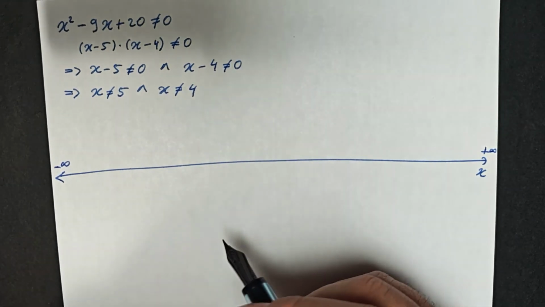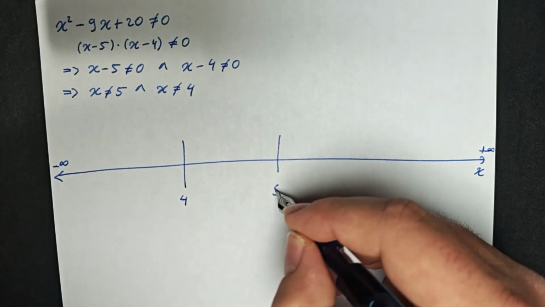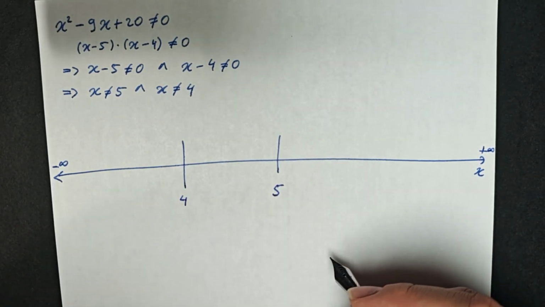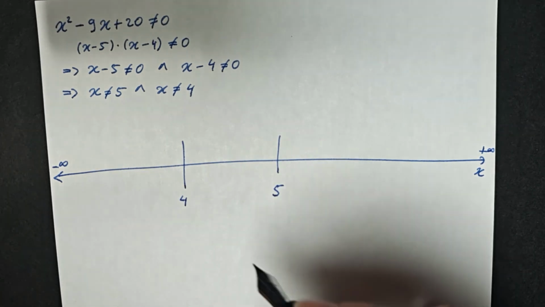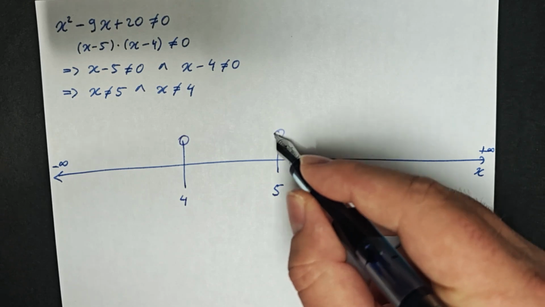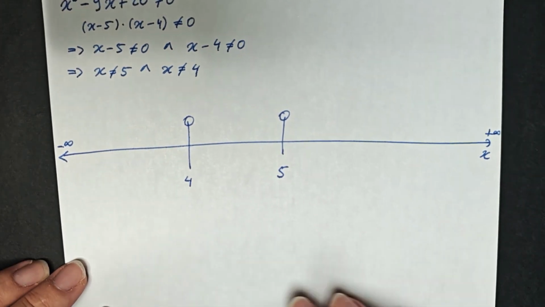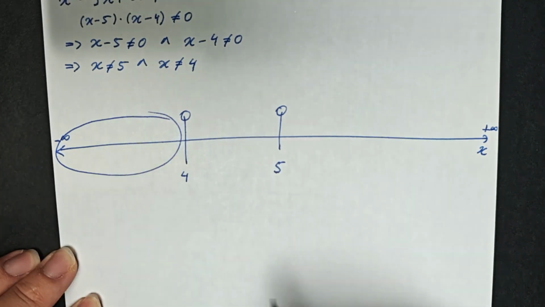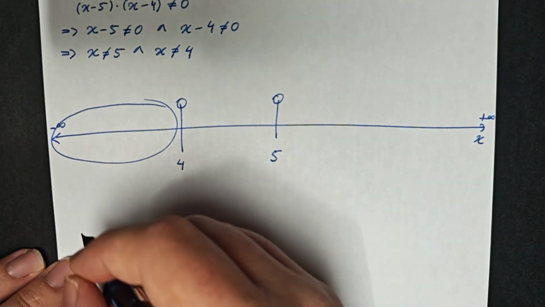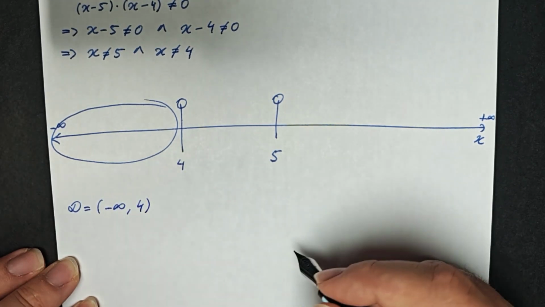We have two numbers that we are interested in. Those are numbers 4 and 5. Our variable x has to be different from 4 and 5. So I'm going to put an open circle in these positions where numbers 4 and 5 are to denote that. And now let's see what our domain is. For this left section of the line, we have that domain is equal from negative infinity to number 4.